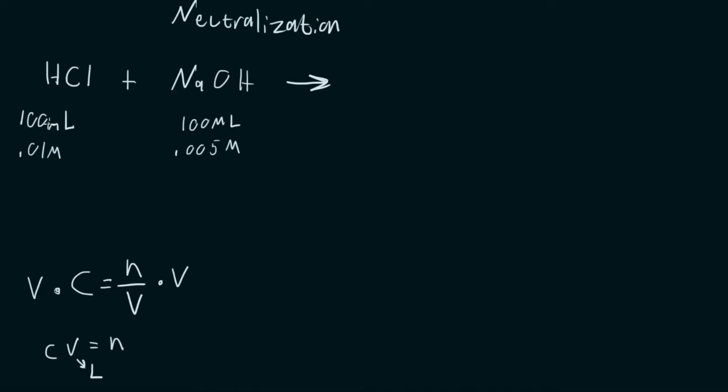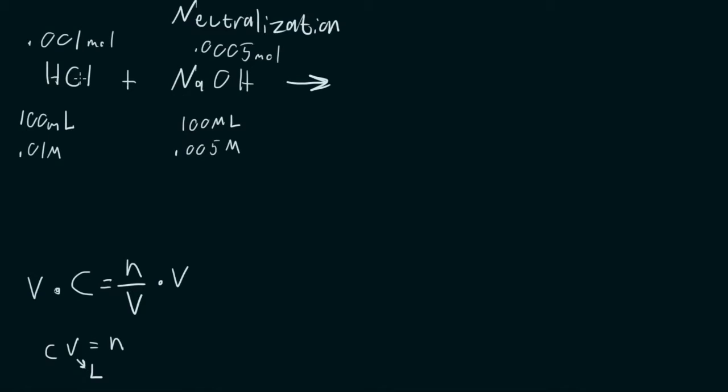So take that 100 milliliters, that'll be 0.1 liters times 0.01 molar. So it's going to give me 0.001 moles. And the NaOH will be very similar. It'll give me 0.0005 moles.